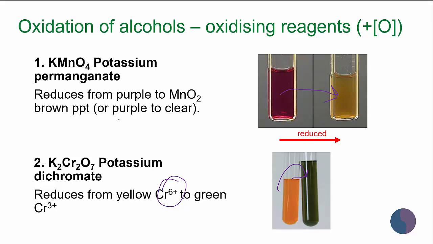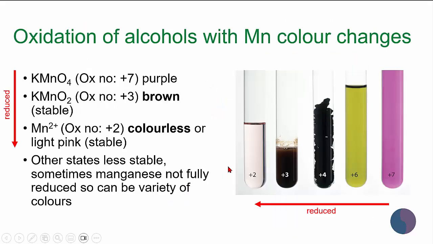Is that reduces brown to purple or clear? God knows. All right, so I think they're the textbook answers. That's saying the textbooks disagree with each other. Okay, so manganese, some textbooks go, I think they go pink to brown, and some go pink to clear.